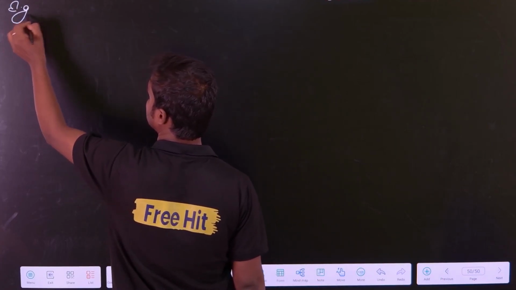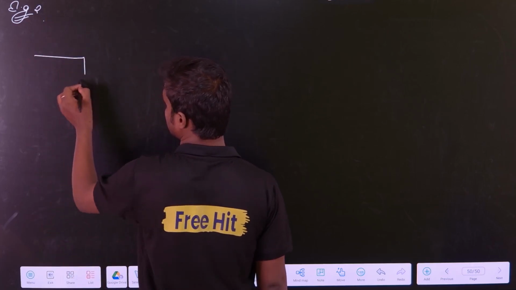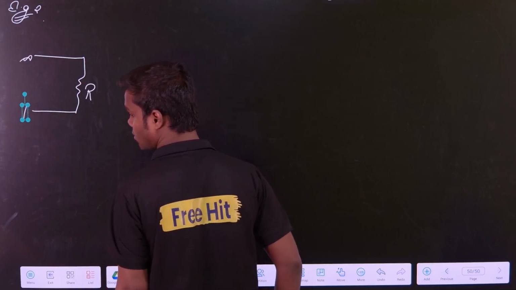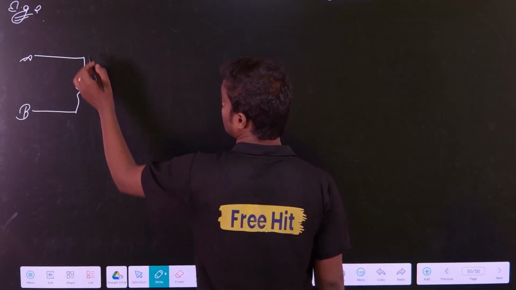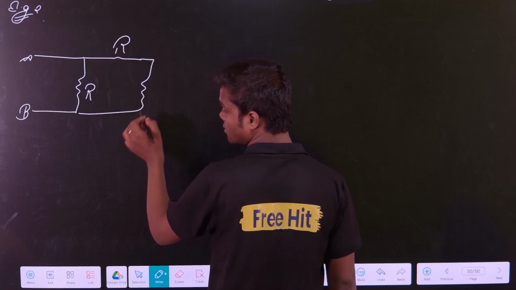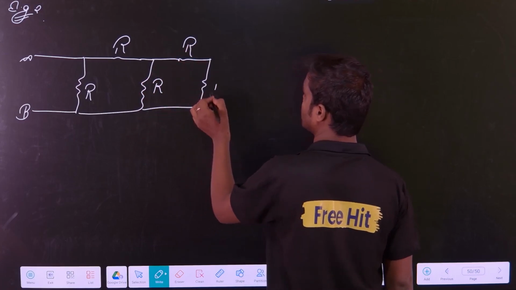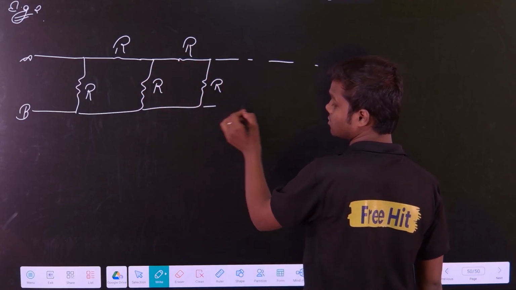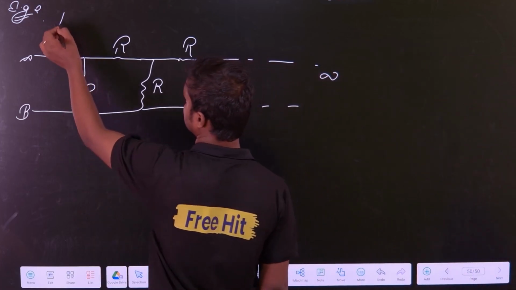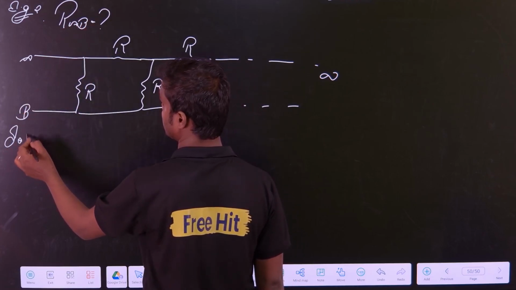Example number 2. I am taking this one a little easier. Let this be A and this one be B, and let this one be R, this one also R, and this one R, this one also R, and like this it goes up to infinity. So again the same question: I am asking for R equivalent between A and B. How will you do it?